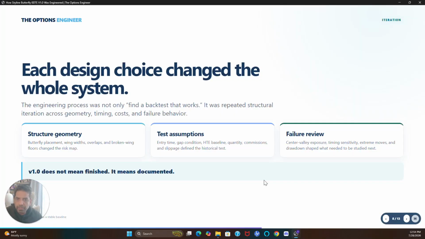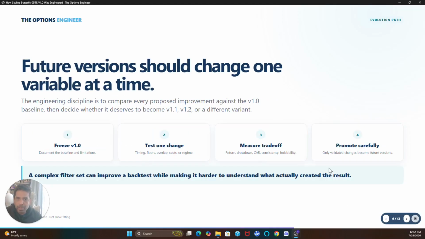This marks a frozen reference configuration for examination, comparison, and continued development. Once a version is frozen, future changes can be evaluated against it instead of blending multiple assumptions together. This is how I think about evolution. Start with version 1.0, then test one change at a time.